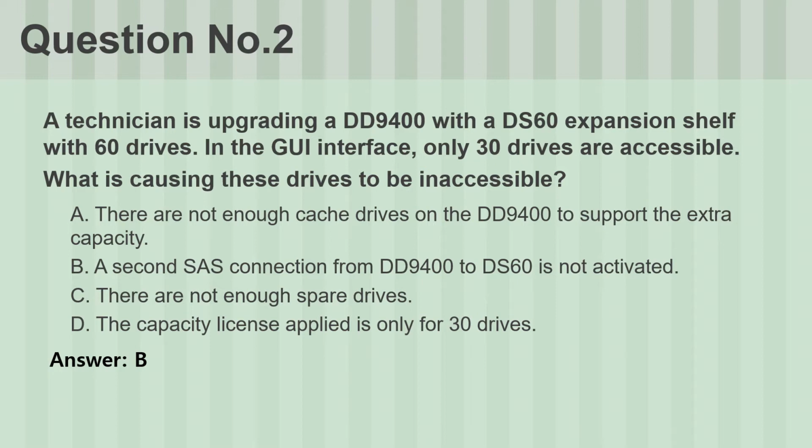Question number 2. A technician is upgrading a DD9400 with a DS60 expansion shelf with 60 drives. In the GUI interface, only 30 drives are accessible. What is causing these drives to be inaccessible? A. There are not enough cache drives on the DD9400 to support the extra capacity. B. A second SAS connection from DD9400 to DS60 is not activated. C. There are not enough spare drives. D. The capacity license applied is only for 30 drives. Answer: B.